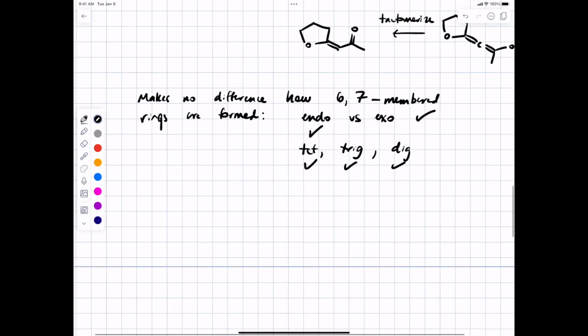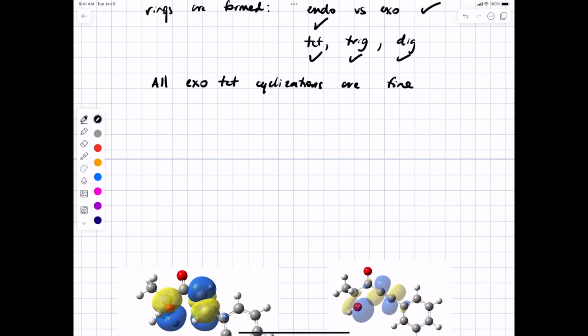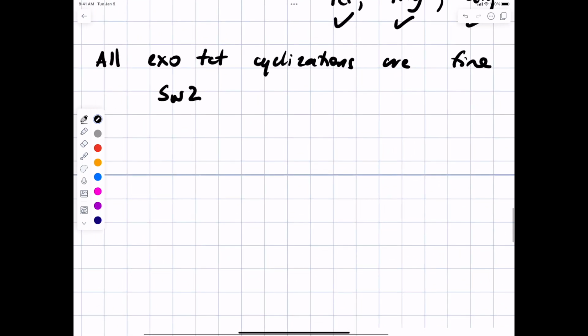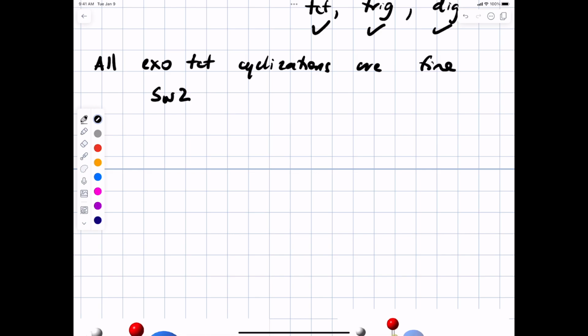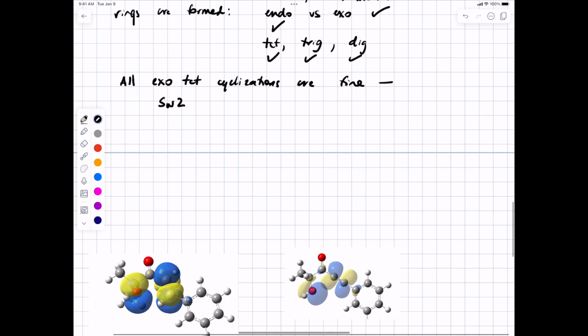The second major thing that simplifies this is that all exo-tet cyclizations are fine. What is an exo-tet cyclization? It's pretty hard to think of anything other than an SN2 reaction. So making a ring via an SN2 reaction is fine for any size ring.